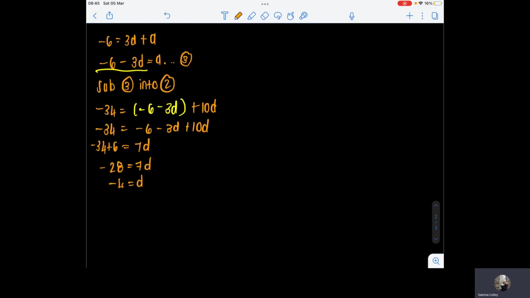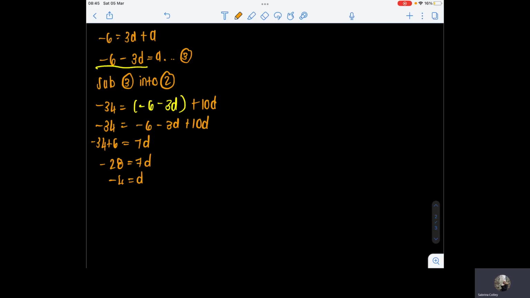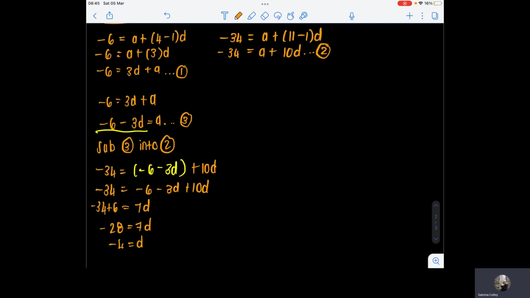Let's find a. So if we've got d, I'm going to do it over here. Sub d into equation 3. Remember, you can sub in d into any equation. I choose number 3 because you've already got a in isolation. So negative 6 minus 3, and instead of d, I'm going to put negative 4, equals a. So negative 6 plus 12 is equal to a, which is just going to give me 6.